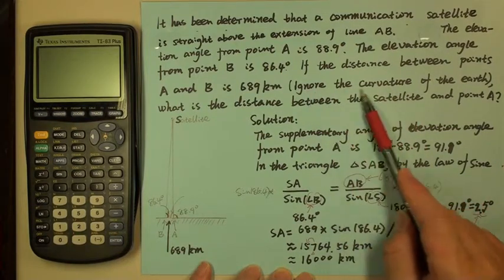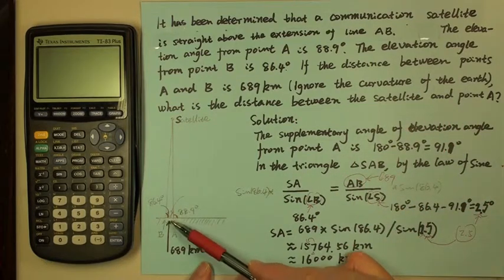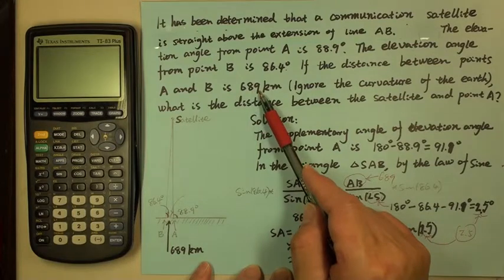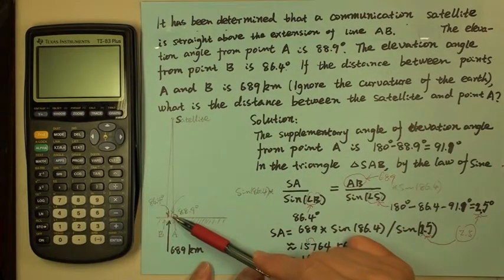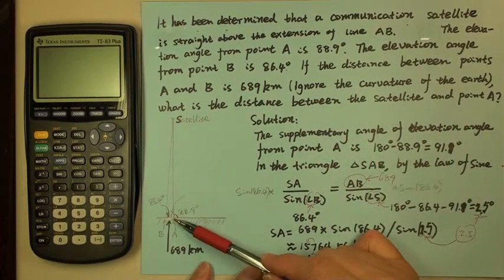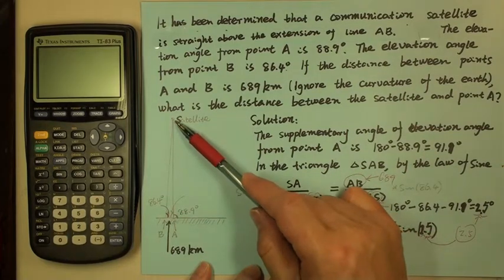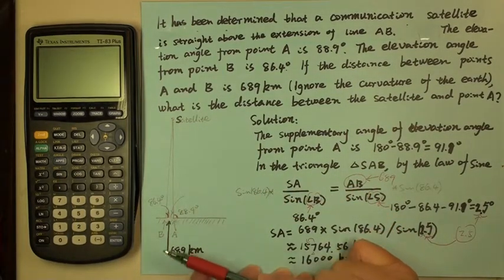Here it says ignore the curvature of the Earth. Here the distance is 689, so it's a kind of curve, but we think this is a straight line, because the Earth is very big. It might be an arc, but we say here, ignore the curvature of the Earth. It means we say from A to B is totally horizontal. So we want to find the distance between S and A.